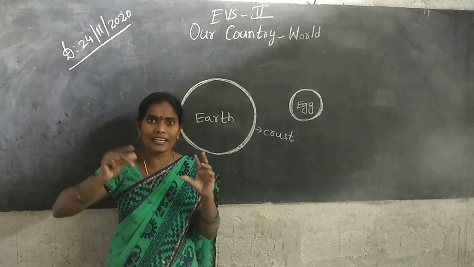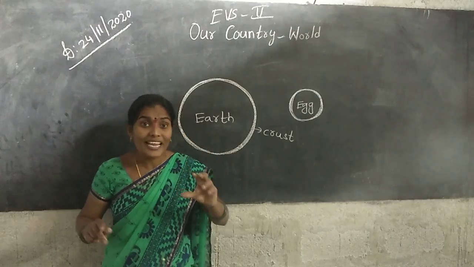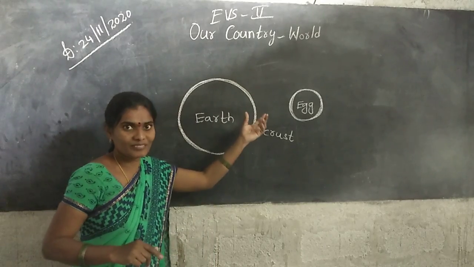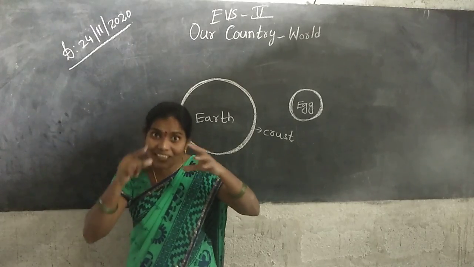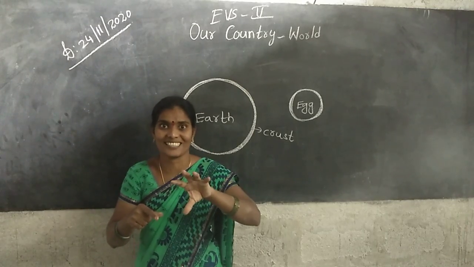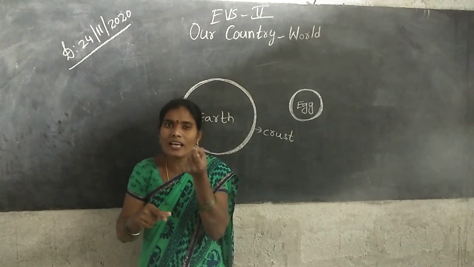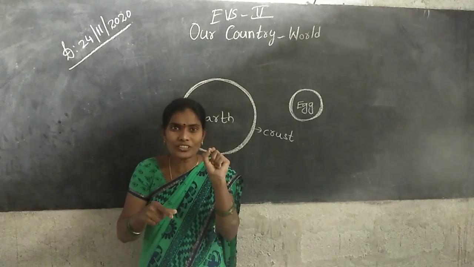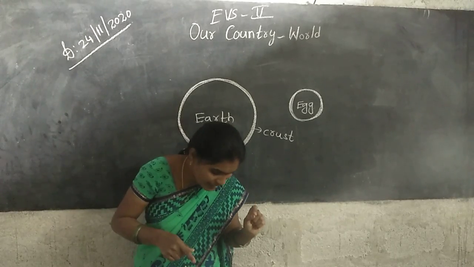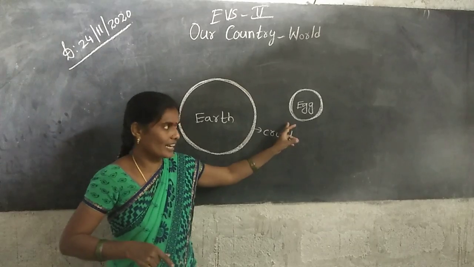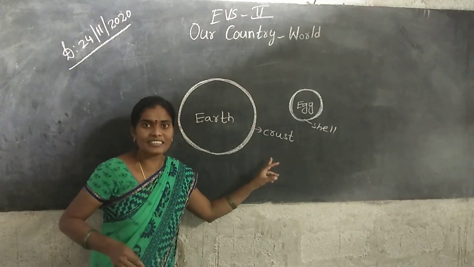What do we do with that shell? When we boil an egg, we remove the shell. The shell is like the crust. The egg also has a shell, and we are living on the shell. That is called crust. It is thin. The outer layer shell of the egg is also very thin. Egg is having the shell and our earth is having the crust.